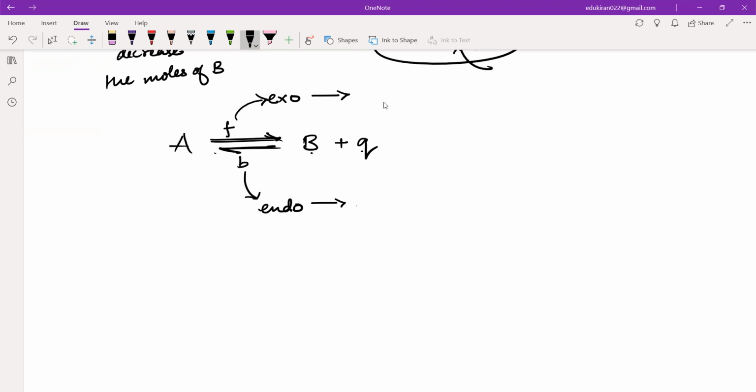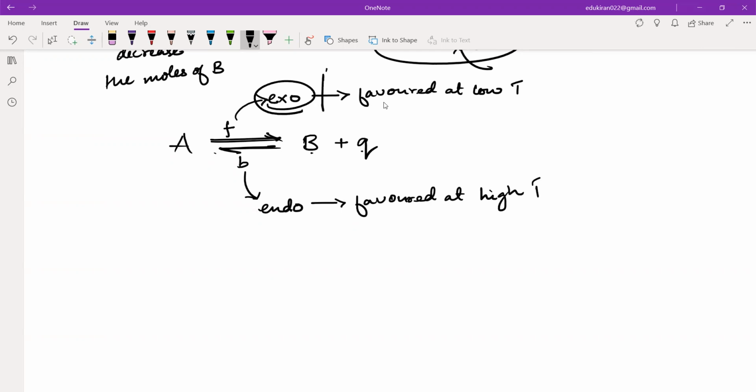So endothermic reactions are favored at high temperature. Because when I am giving it heat, the backward reaction is happening. So it is favored at high temperature, giving heat, and I can give heat by increasing the temperature. And exothermic is favored at low temperature.